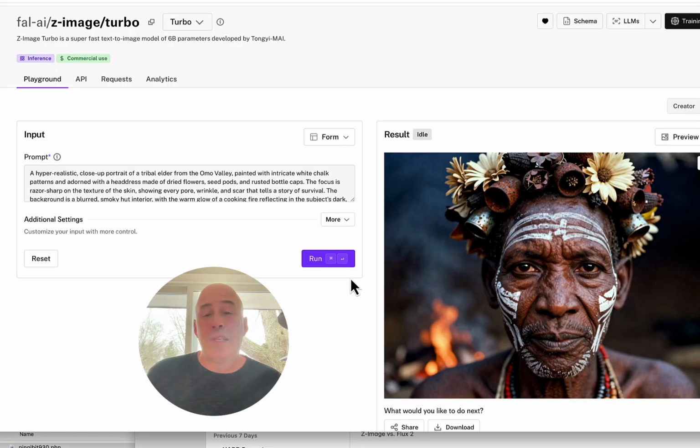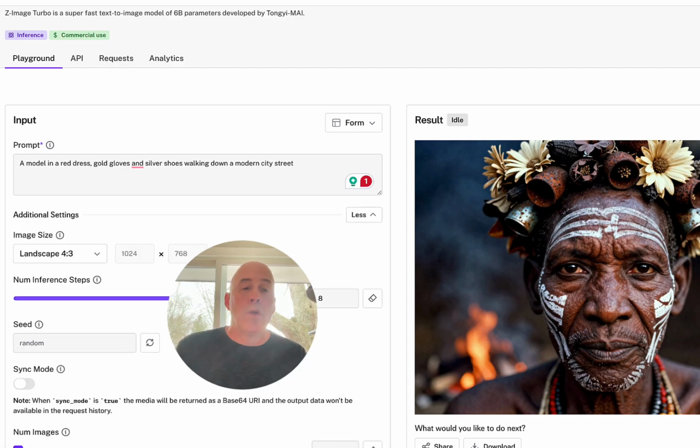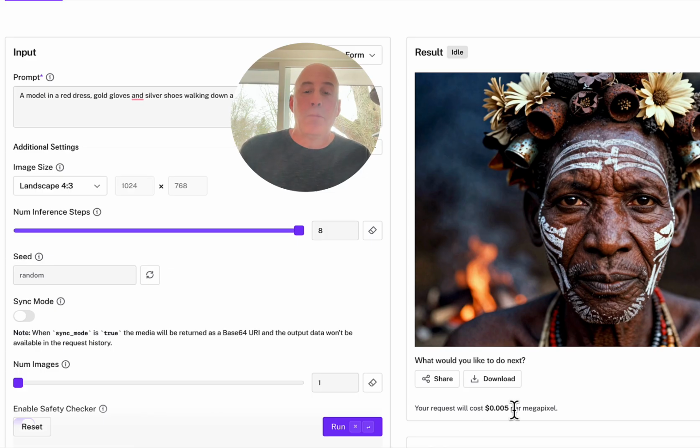Now, one thing about Z-Image Turbo is that it really is turbo. Watch this. So here we go. A model in a red dress, gold gloves, and silver shoes walking down a modern city street. Now we're going to stick with about 1 megapixel. And as you can see here, I said it's half a penny per image. Now that's for 1 megapixel. You can of course have larger images.